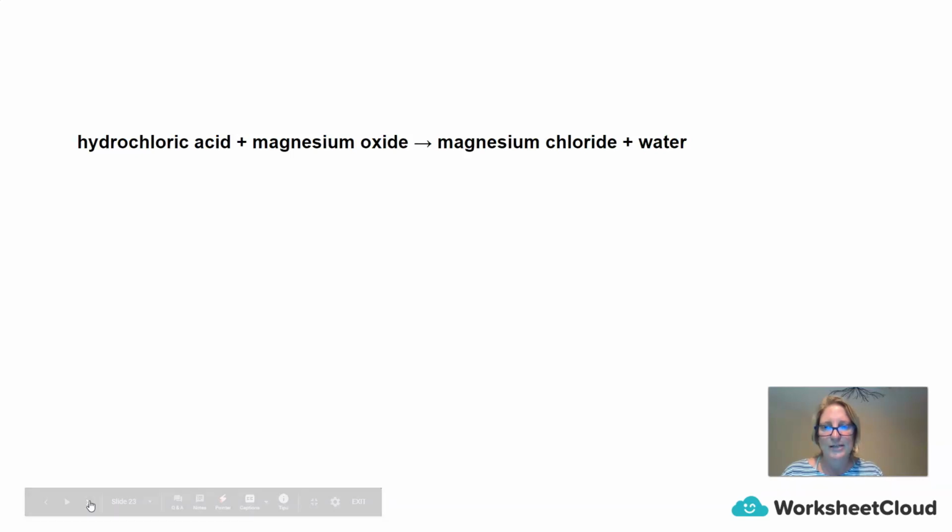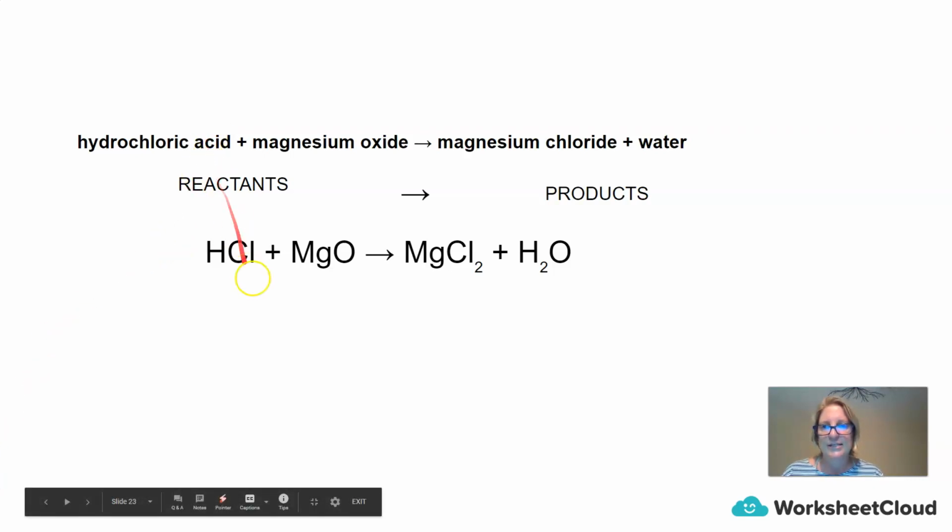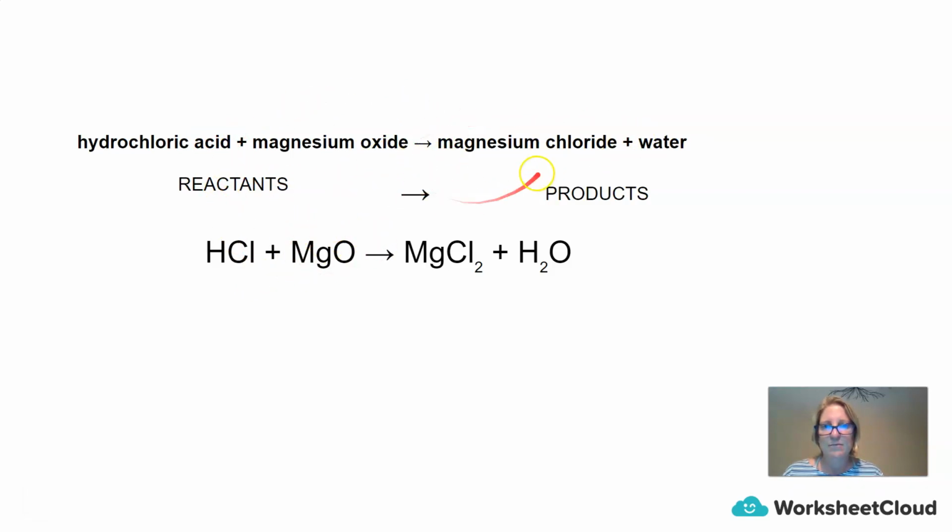So if we have a look at our word equation of hydrochloric acid and magnesium oxide reacting to form magnesium chloride and water, hydrochloric acid and magnesium oxide are the reactants, and magnesium chloride and water are the products. Here we represent the word equation using the symbols from the periodic table. So hydrochloric acid is HCl, magnesium oxide is MgO, magnesium chloride is MgCl2, and water is H2O.